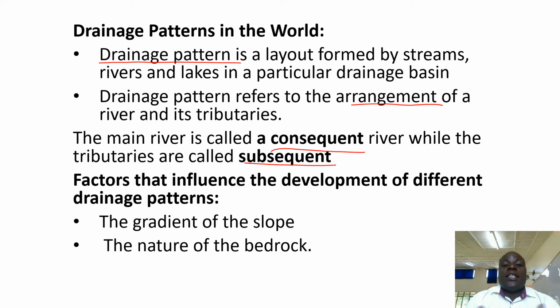Factors which mostly influence the development of different drainage patterns include the gradient of the slope and the nature of the bedrock. The gradient of the slope means the physical appearance of the landscape. Is it gentle? Is it steep? Is it flat? In short, it means relief. Then the nature of the bedrock means is the rock hard or soft.